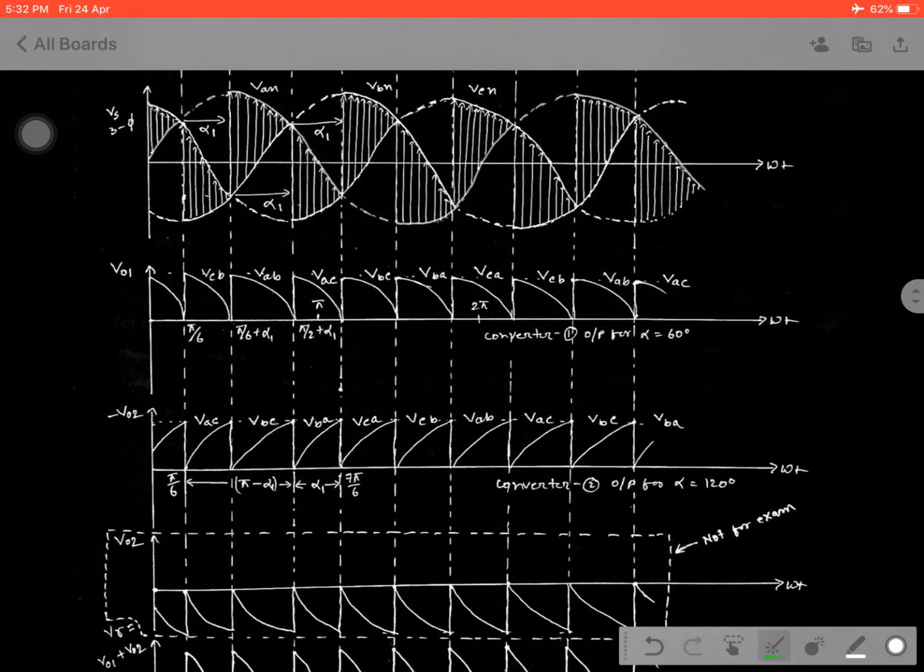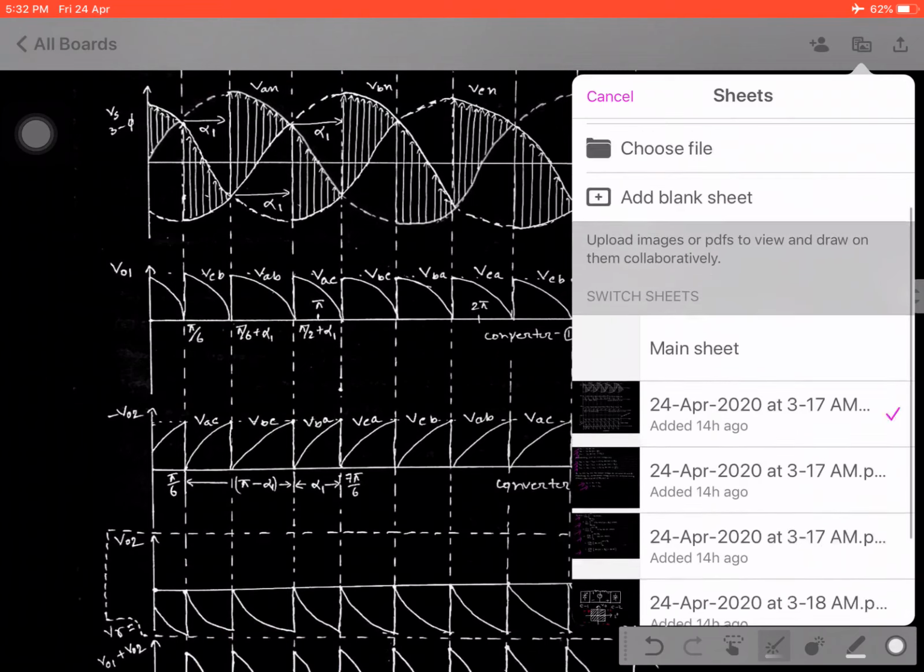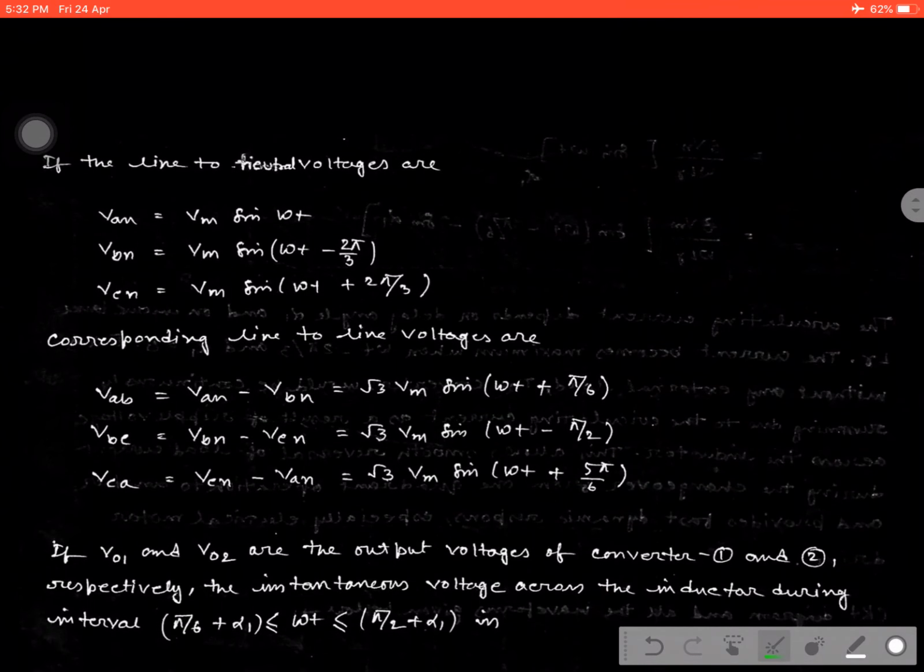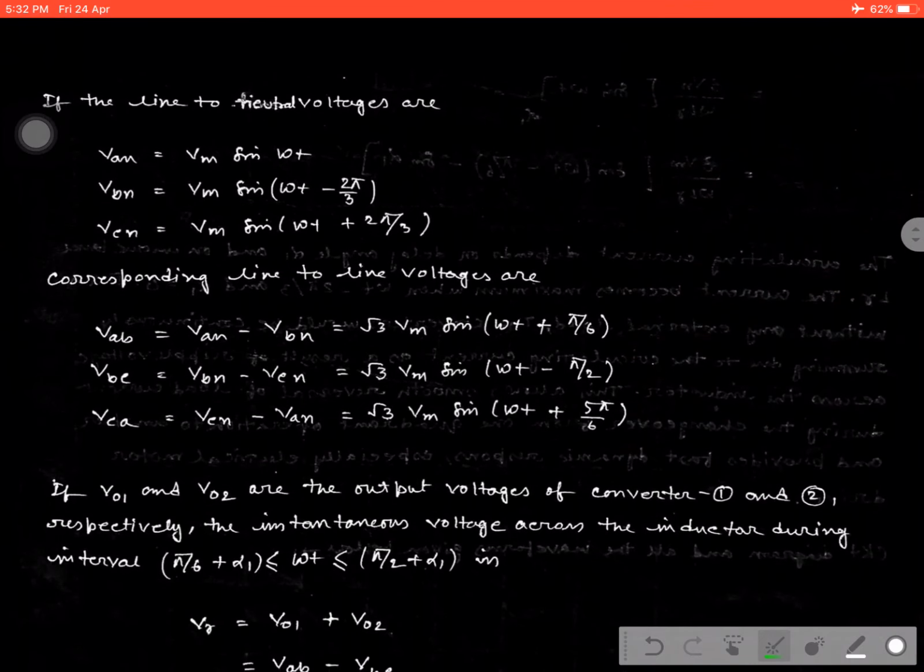Now do the calculation part as I follow this way of calculation. The line to neutral voltages are known to everyone as we are using the three-phase signal, that is VAN equal to Vm sin omega t, and VBN equal to Vm sin(omega t minus 2 pi by 3), and VCN equal to Vm sin(omega t plus 2 pi by 3).